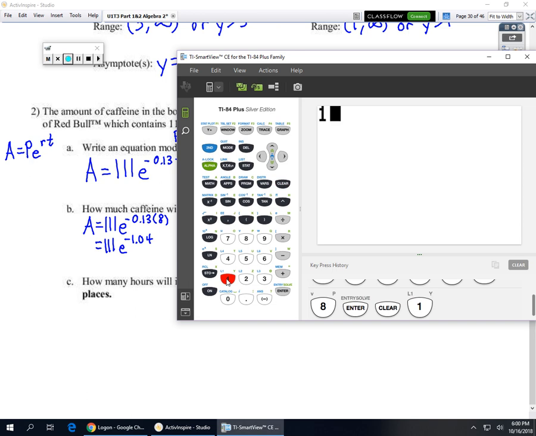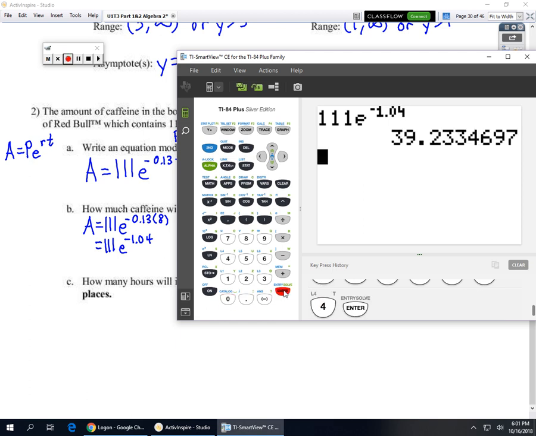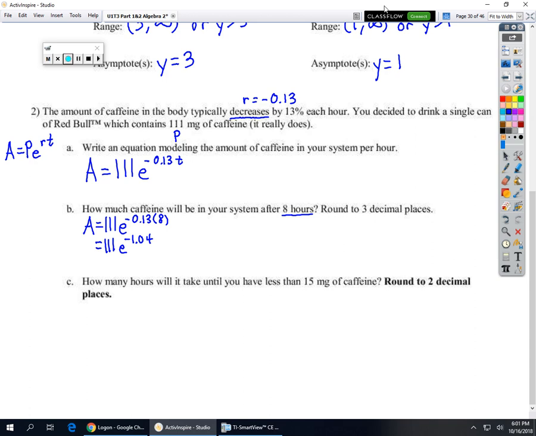So 111. Where's e? e is right above the ln button. So I press the second button so I can access e to the x. And it's going to be e to the negative 1.04. Right? What does that give me? 39.233. Right, I'm going to put a little squiggly equal sign to say it's approximate.